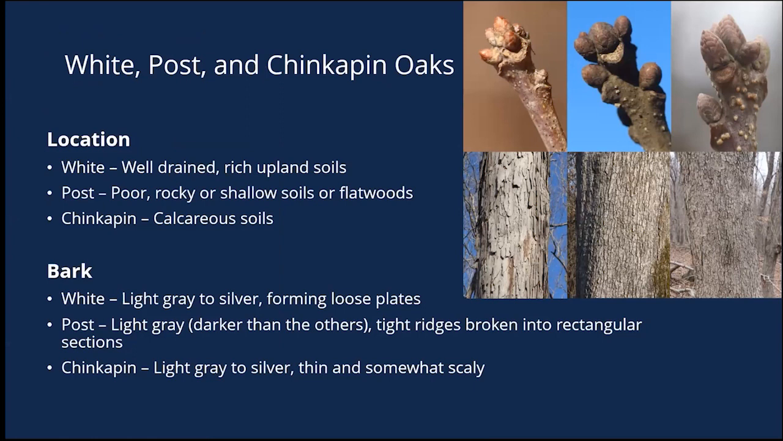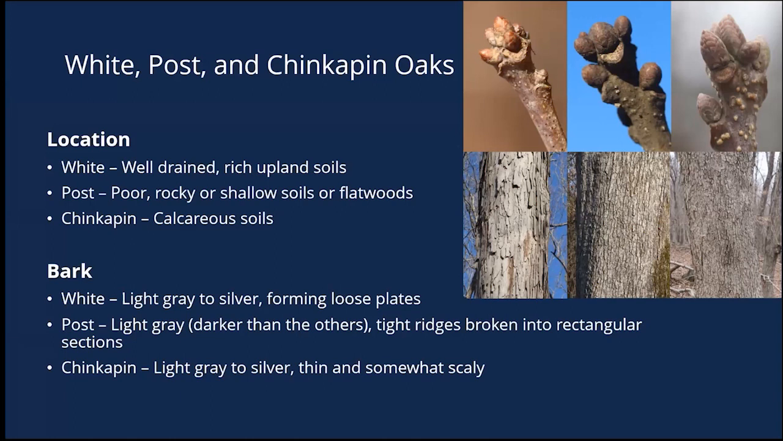Bark is a big one. So again, white oak, your bark is light gray to silver, forming loose plates. Post oak is light gray, but it tends to be darker than the others. And you have those tighter ridges that have rectangular sections. And then Chinkapin oak is going to be the thinnest of the barks. It's light gray and silver, but usually it's scaly or peeling bark to it.